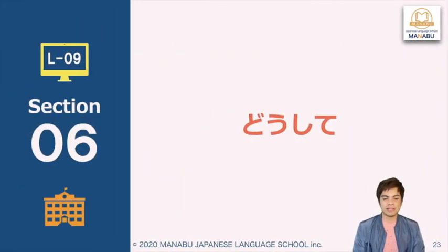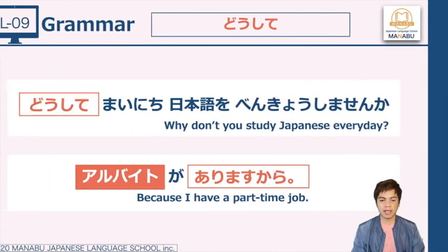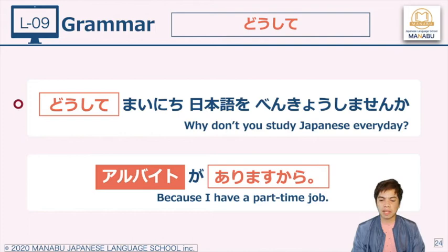Grammar point number 6. "Doushite." "Doushite" in English means why. So, "Doushite mainichi Nihongo benkyou shimasen ka?" Now he is asking the reason why you don't study Japanese every day. So, "doushite," why? Then, "mainichi Nihongo benkyou shimasen ka?" You don't study Japanese every day. Then, you can answer with the reason "kara," our previous grammar point.